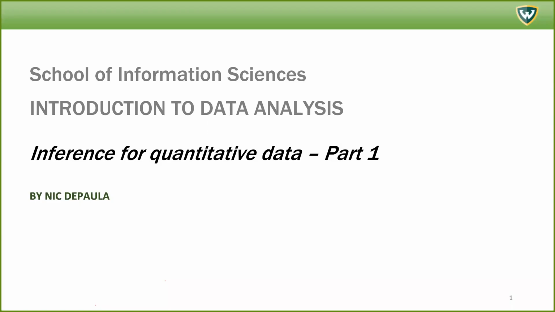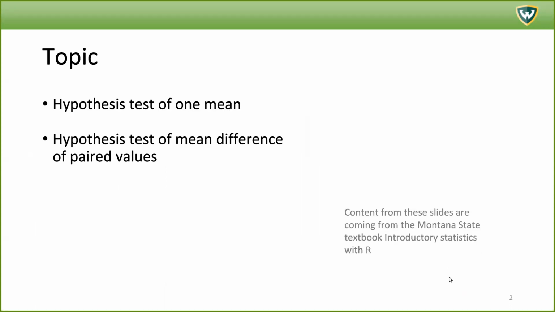Hi, everyone. Today we're going to be talking about inference for quantitative data. We're going to be talking about hypothesis test of one mean, and then also hypothesis test of a difference of two values for the same observations, or mean difference of paired values. It's really just the same as the test of the mean, except we need some changes in the beginning for that. Content, as usual, and the slides are coming from the Montana State textbook, Introductory Statistics with R.